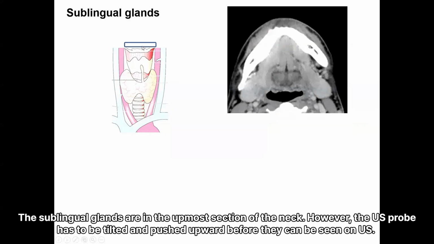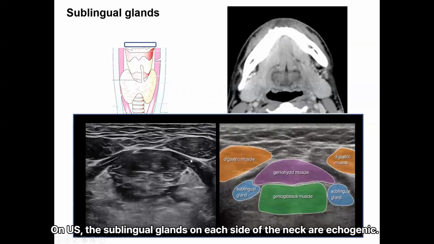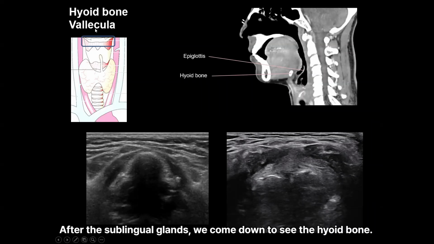The sublingual glands are in the upmost section of the neck. However, the US probe has to be tilted and pushed upward before they can be seen on US. You can see the glands on the medial surface of the mandible on CT. On US, the sublingual glands on each side of the neck are echogenic. After the sublingual glands, we come down to see the hyoid bone.